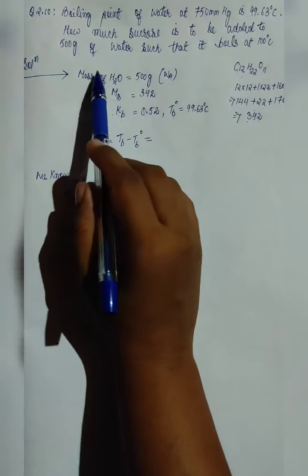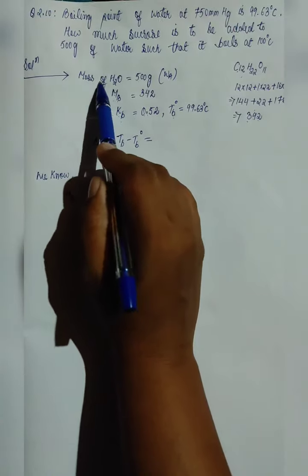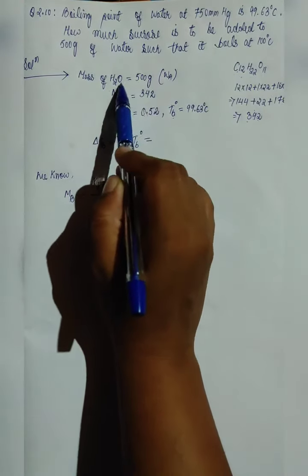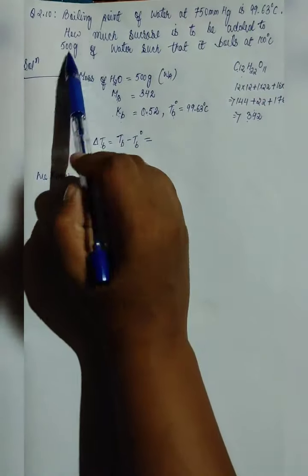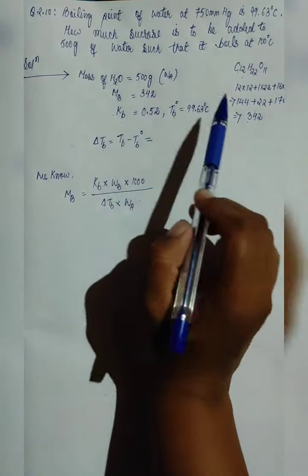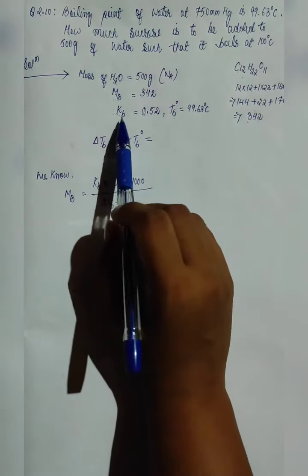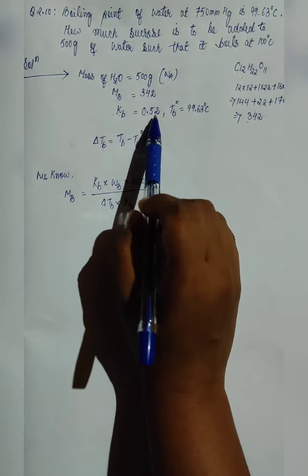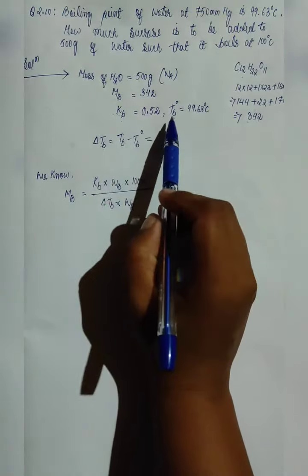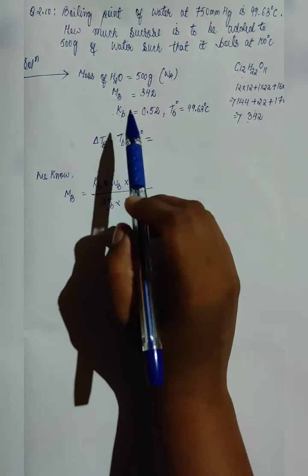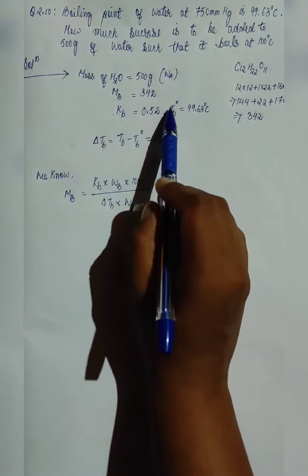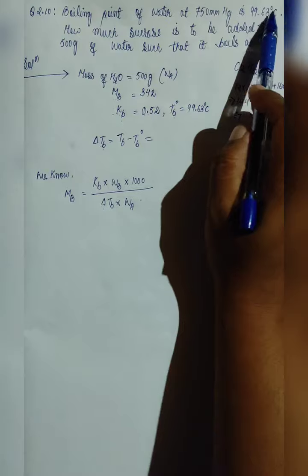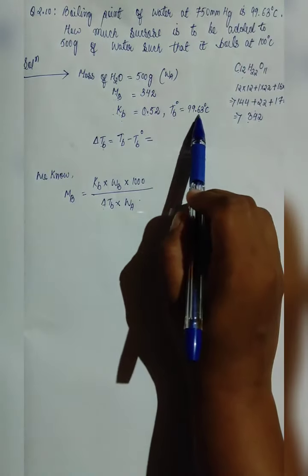So now let us write down whatever is mentioned in the question. Mass of water. Since water is a solvent, it is denoted as Wa, which is given as 500 gram. Now molecular mass we have already found out, that is 342. And if you remember, Kb for water is 0.52. It is a fixed value. Also, the boiling point of pure water, that means boiling point of pure solvent, Tb0, is already given. Boiling point of water is 99.63 degrees Celsius. So Tb0 we already have.